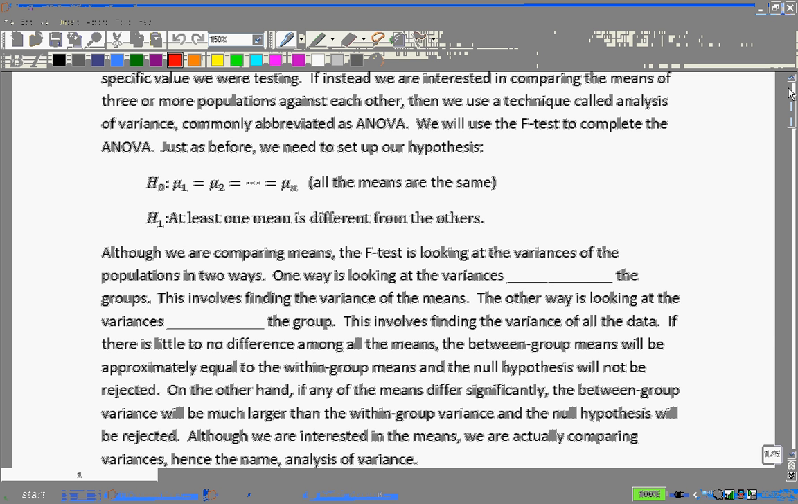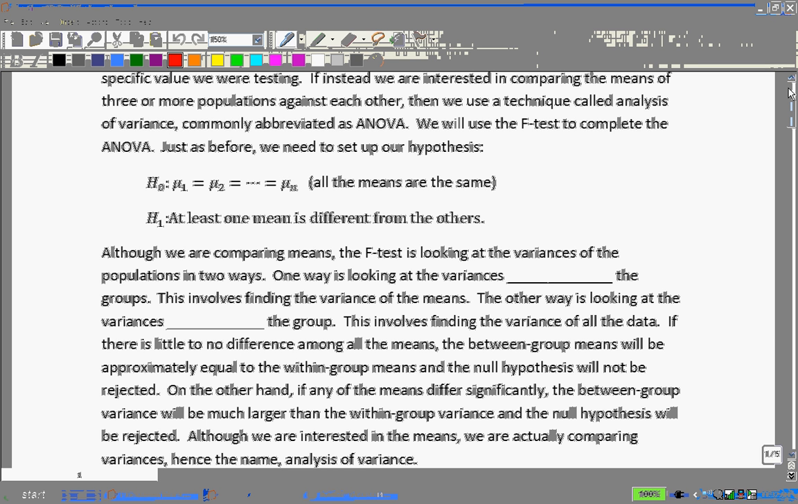For the alternative, at least one mean is different from the others. Only one has to be kind of the bad apple, if you will. And if it's significantly different and we can't explain it just by chance, then we would reject the null and say that at least one mean is different.